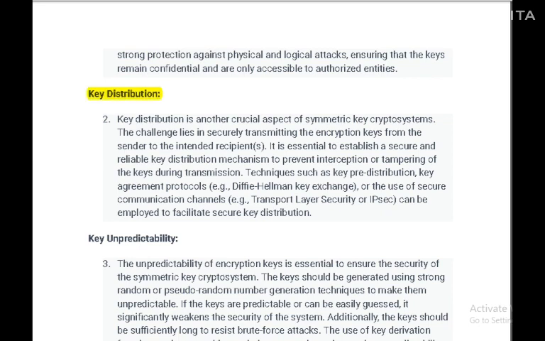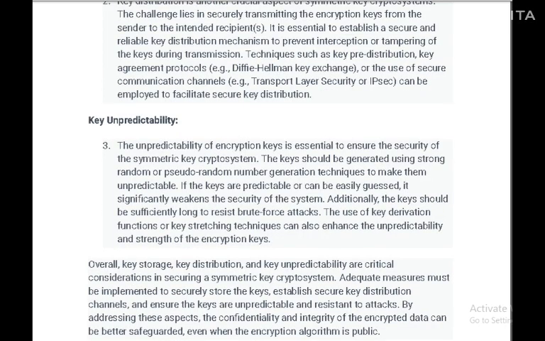The second way of handling the key is the key distribution process. It defines that the key used for encryption must be transferred from sender to receiver in such a way that it is not revealed to any unauthorized party. For this purpose, we can use public key distribution algorithms like the Diffie-Hellman key exchange algorithm, and can use a secure communication channel for key distribution.